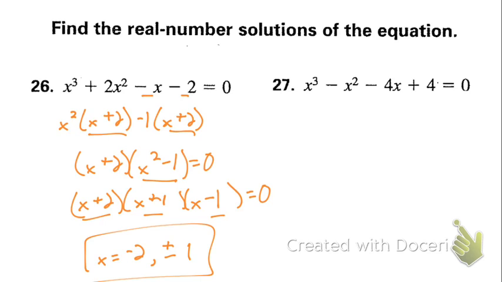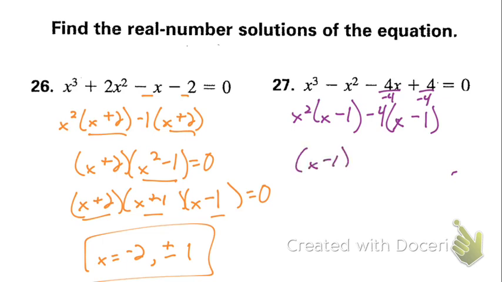And last but not least, I'm going to take out an x squared, I'm left with x minus 1. And then I take out a negative 4 over here. Now when we take out a negative 4, we're left with x minus 1. So now I'm going to take out that x minus 1. I'm left with x squared minus 4.